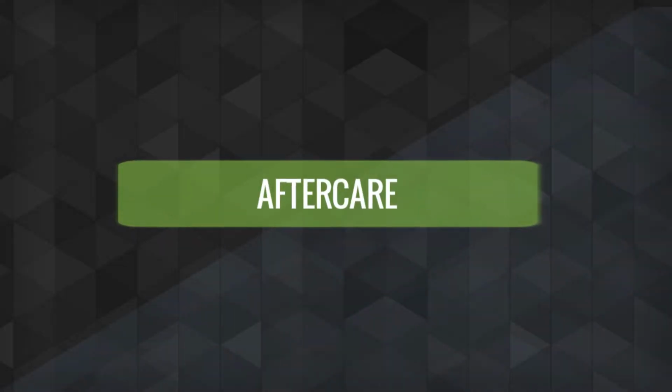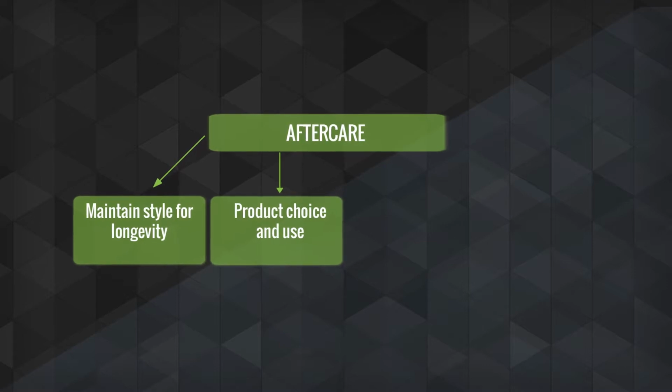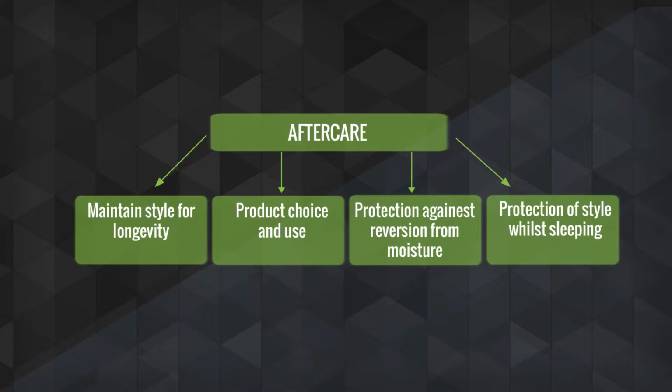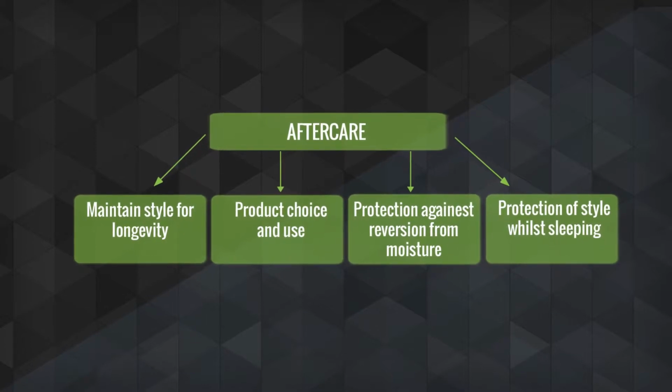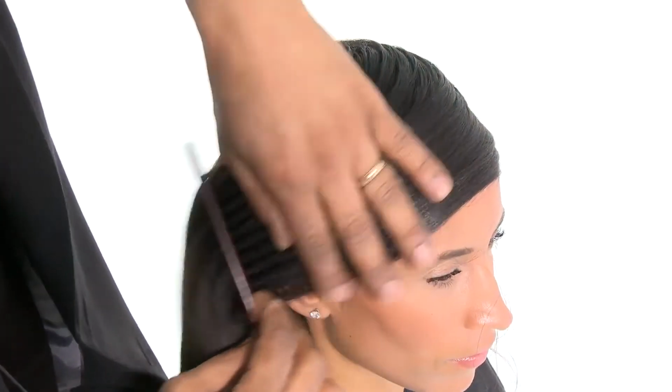As part of a good service, offer the client aftercare advice on maintaining the style to ensure longevity, product choice and use, protection from reversion from moisture where applicable, protection of style while sleeping. Here we see Eugene Davis demonstrating a wrapping technique to maintain relaxed long hair during sleep. He ensures that he follows the contours of the head. This will provide movement and shape to the hair.